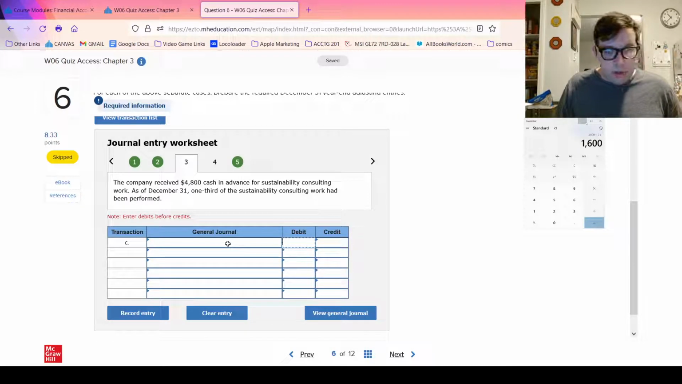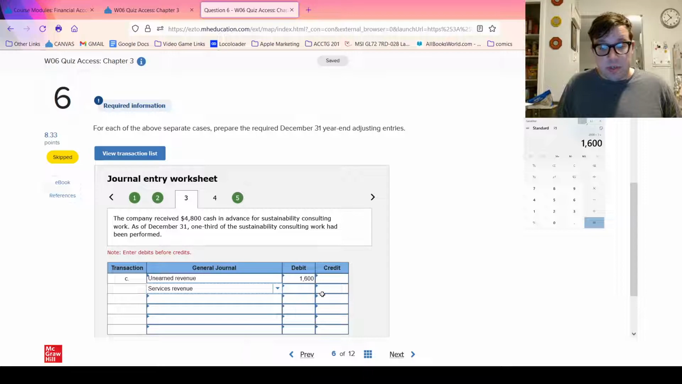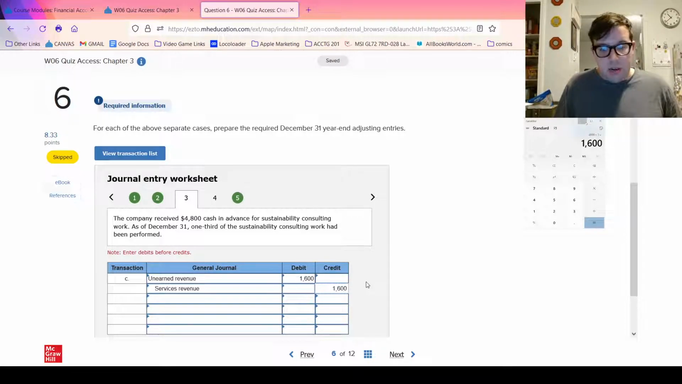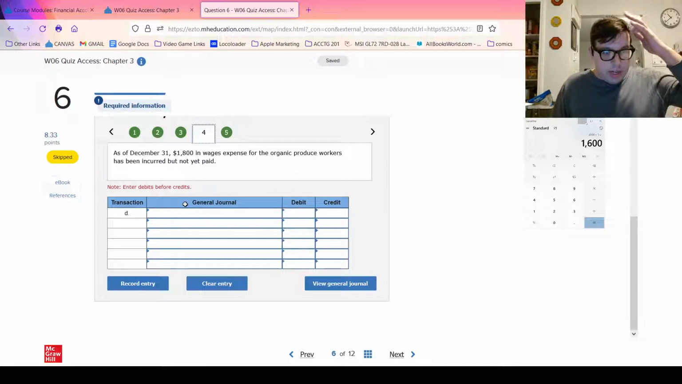been done. So the way that we're going to represent that is unearned revenue is going to be debited, because that's unearned revenue, and that's $1,600. And then we're going to credit service revenue for $1,600. And remember, this is just accounting for one-third of this service that has taken place as of December 31st. We'll record that entry.